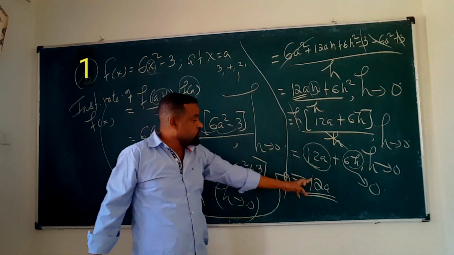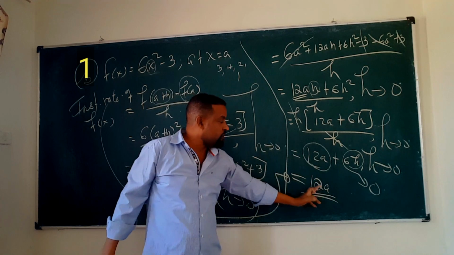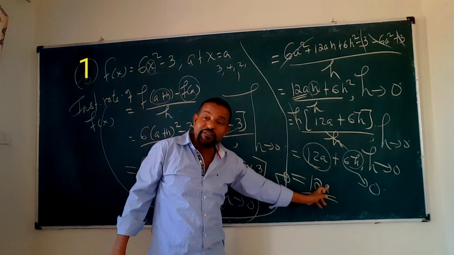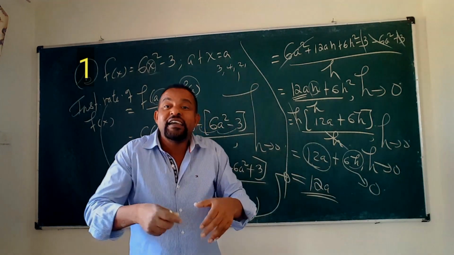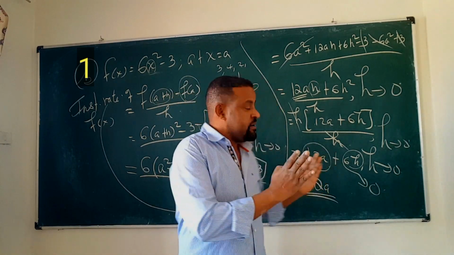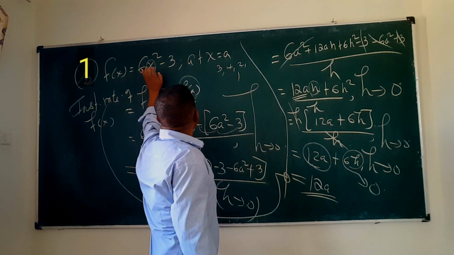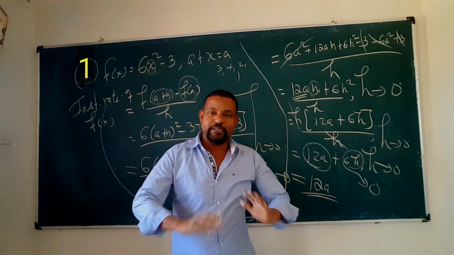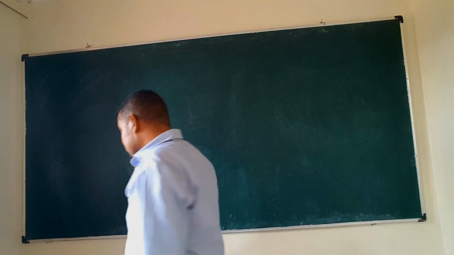At 3 it is 12 times 3, at 4 it is 12 times 4, at 2 it is 12 times 2. At each point, the instantaneous rate of change of that function we can calculate by this formula, for the particular function 6x squared minus 3. Good. Let's do a second example.